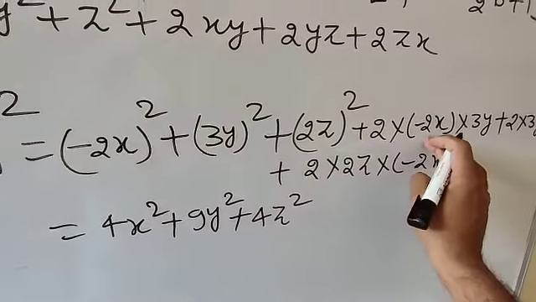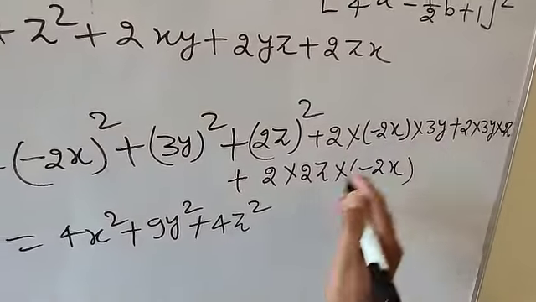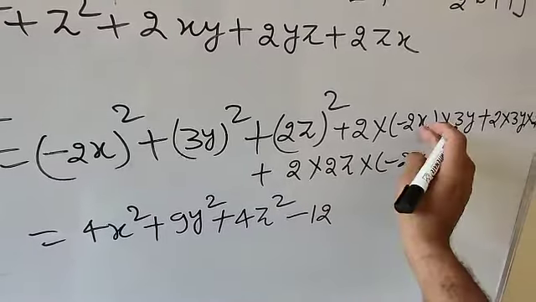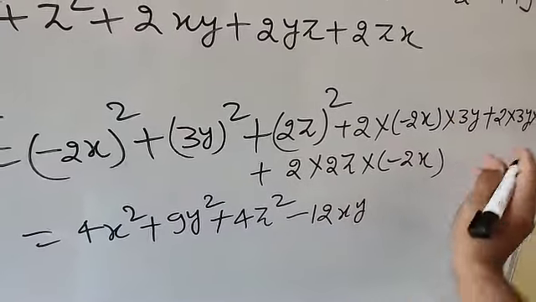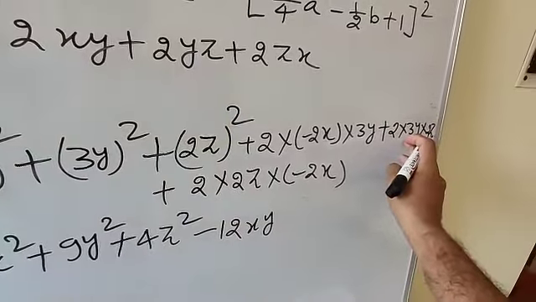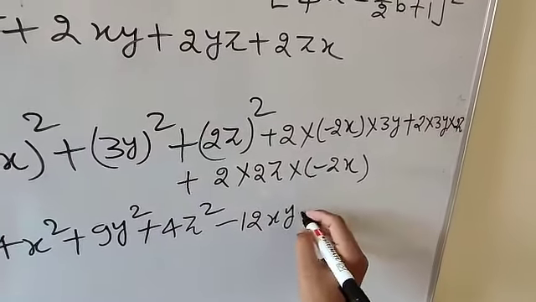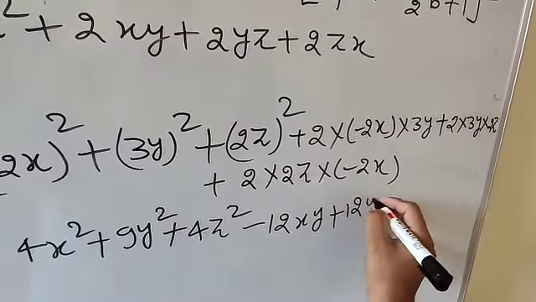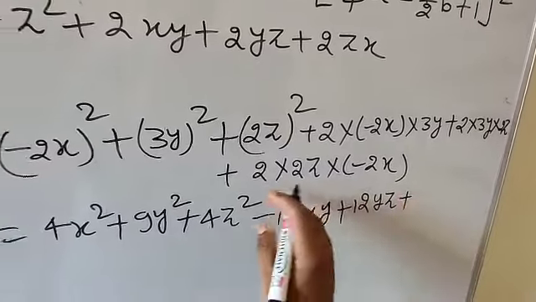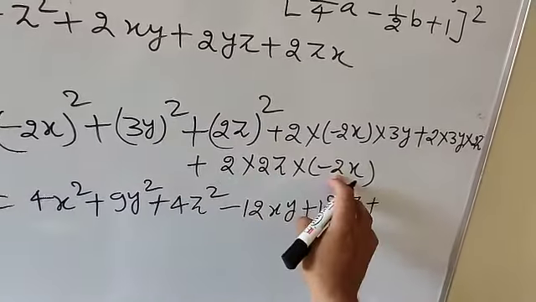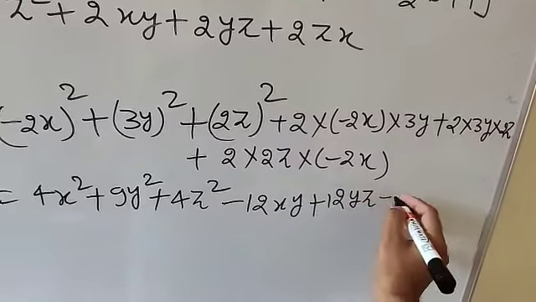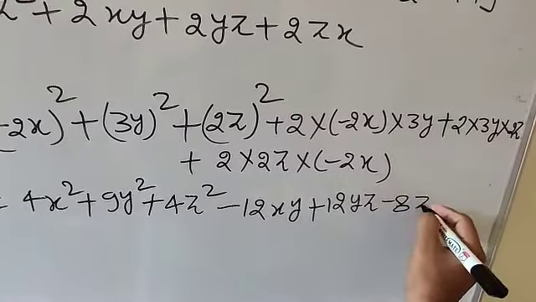2 into minus 2 is minus 4, into plus 3, minus 12. So minus 12x into y, xy. 2 into 3 is 6, 6 into 2 is 12. So plus 12yz, plus 2 into 2 is 4, 4 into minus 2 is minus 8. So it will be minus 8 z into x, zx.